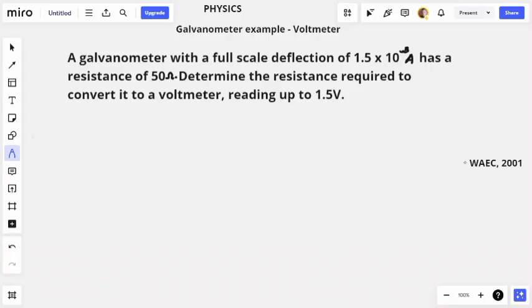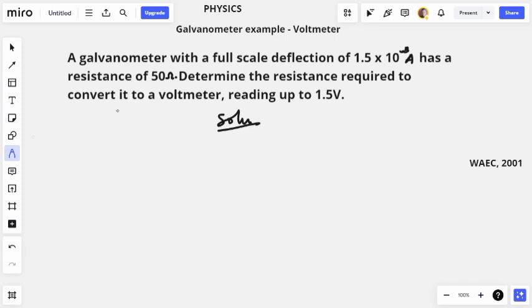Take this question, WAEC 2001 on galvanometer. A galvanometer with a full-scale deflection of 1.5 times 10 raised to power minus 3 amps has a resistance of 50 ohms. Determine the resistance required to convert it to a voltmeter reading up to 1.5 volts. So let's quickly do that.